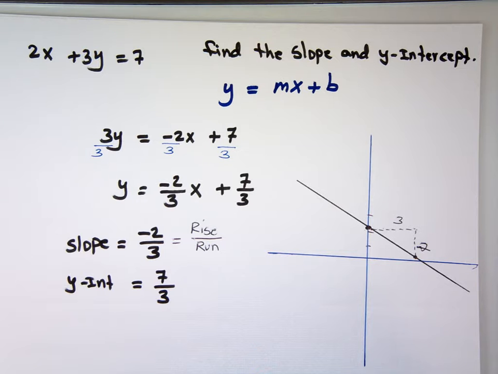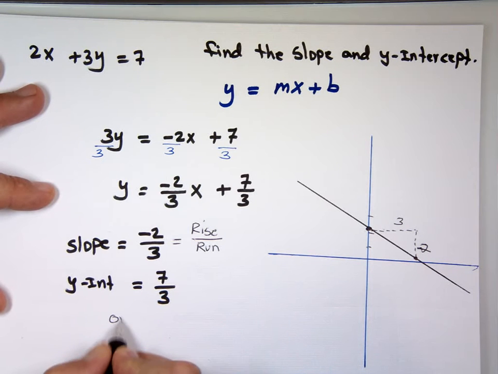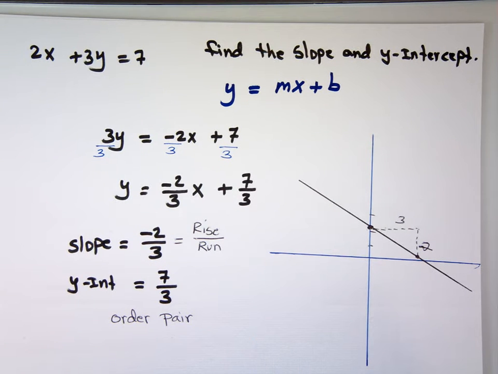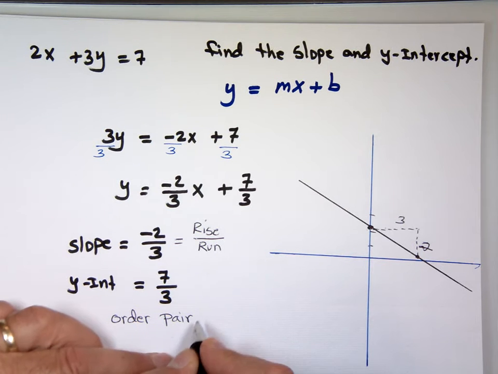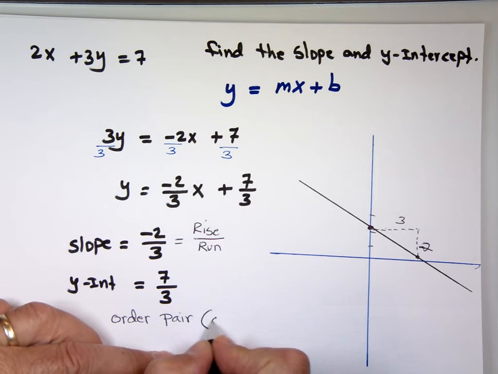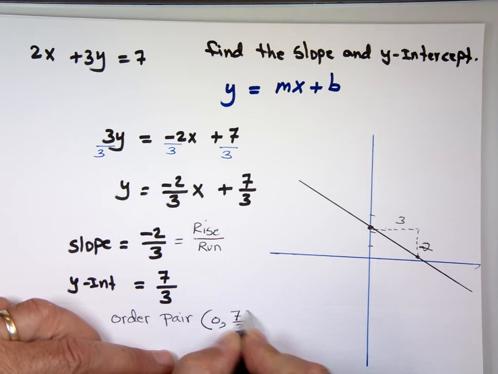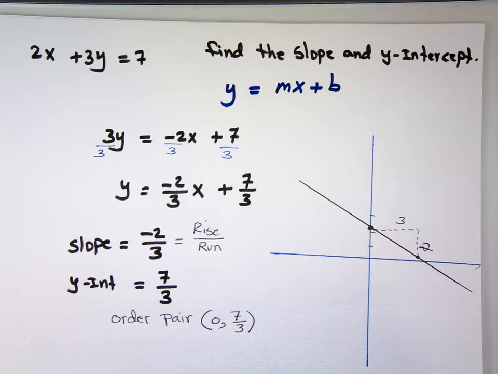A lot of times when they ask you to write the y-intercept, if they say write the y-intercept as an ordered pair, what does that mean? They want it as x and y value. So the x value for the y-intercept is always 0, and the y value is 7 over 3. So you got to write it as a point, x and y value.